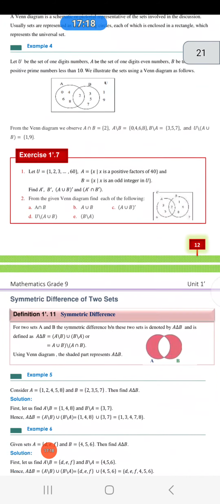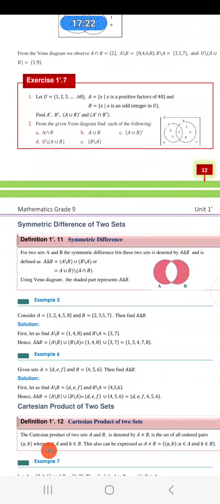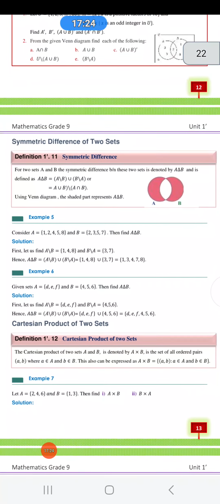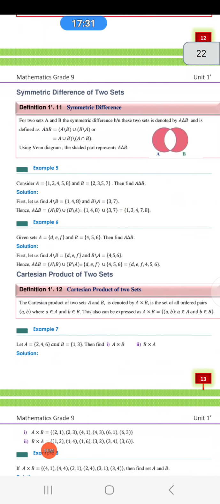Tole akka kana inni itti aanu symmetric difference of two sets. Symmetric difference of two sets, it is related to the present title.